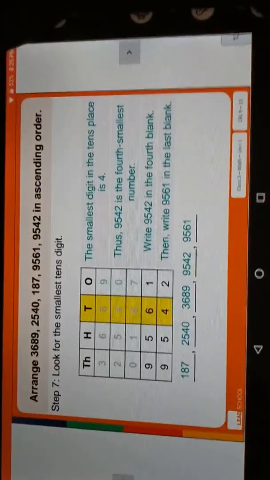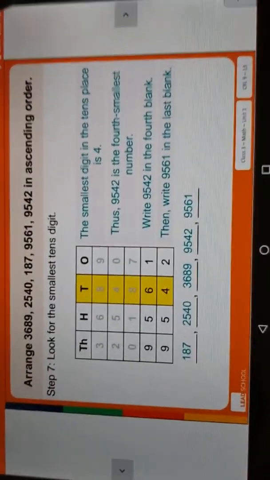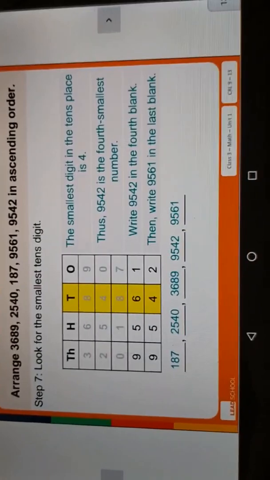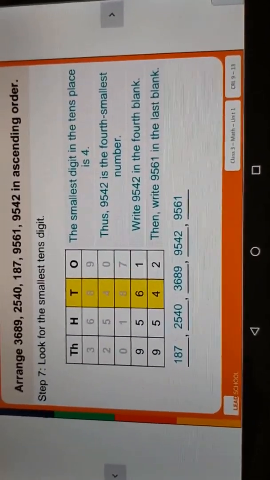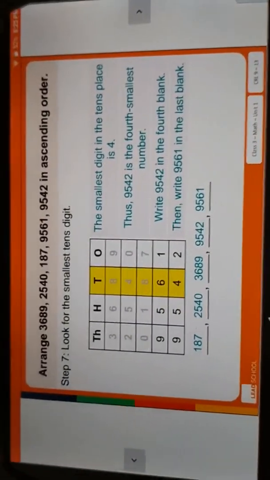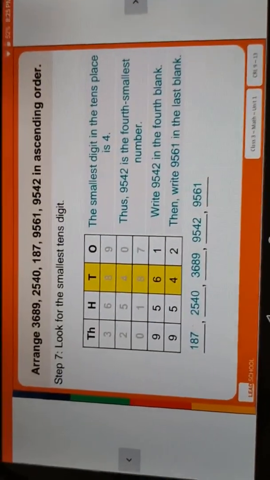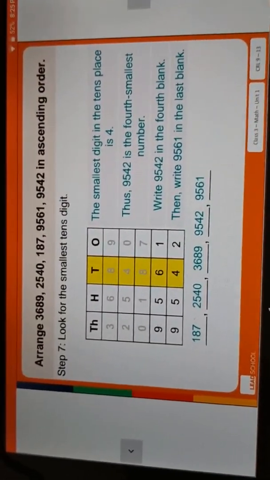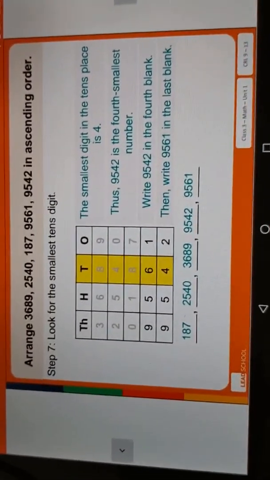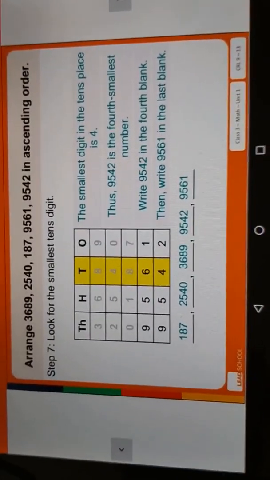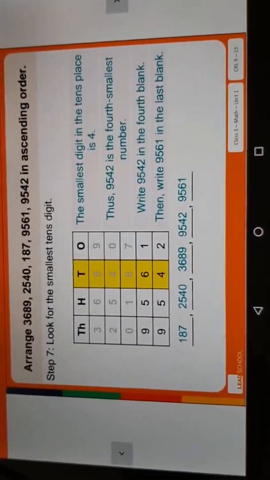Okay, so students, now you know how to arrange numbers from smallest to largest. When we arrange in ascending order, that means we have to write the smallest number first, then bigger and bigger numbers. Smallest to largest number we have to write.